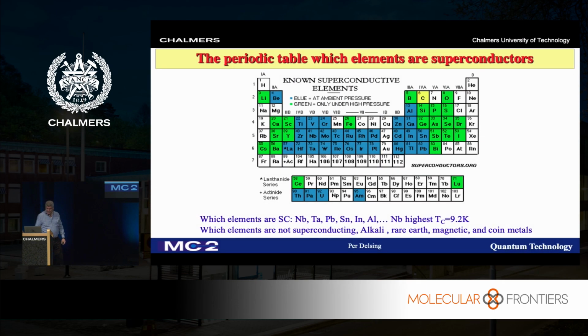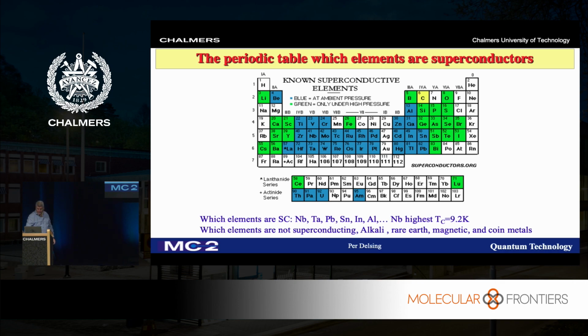You may think that superconductivity is a rare phenomenon, but if you look at the periodic table, the blue elements you see here all become superconducting at some temperature. The green ones become superconducting if you apply pressure. So in fact, superconductivity is a very usual phenomenon if you're at low enough temperatures.